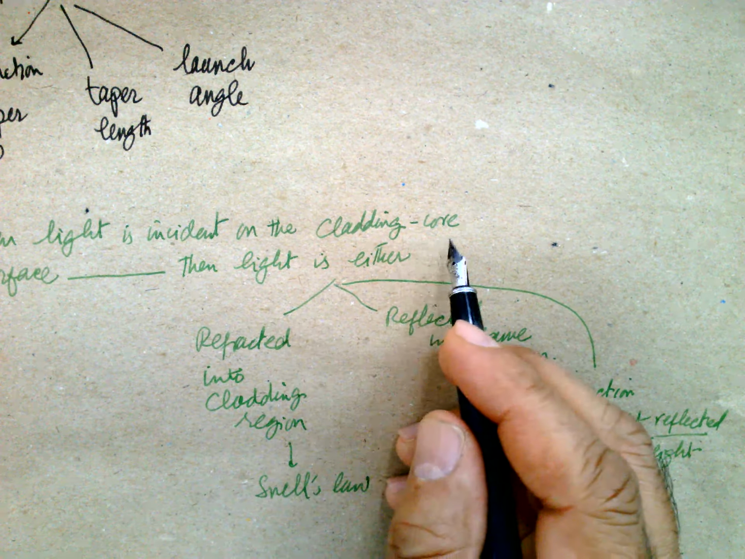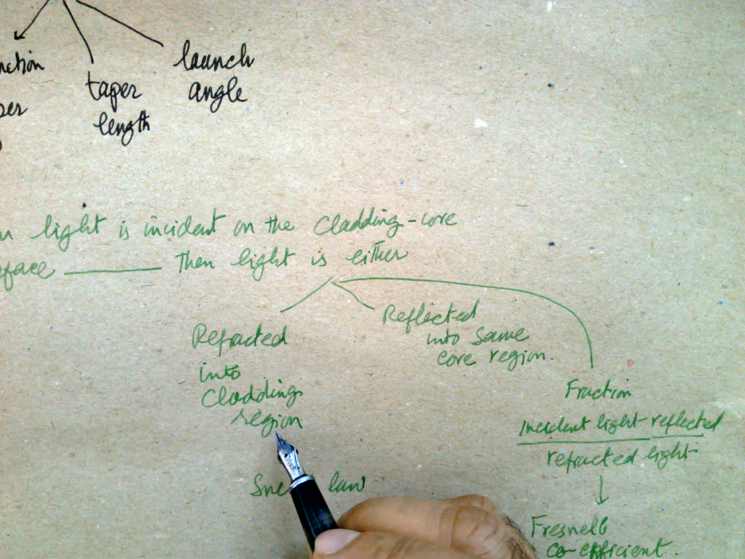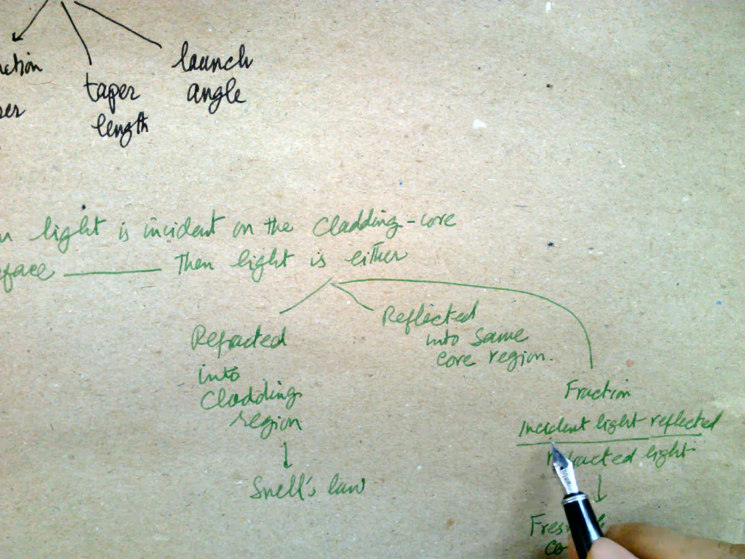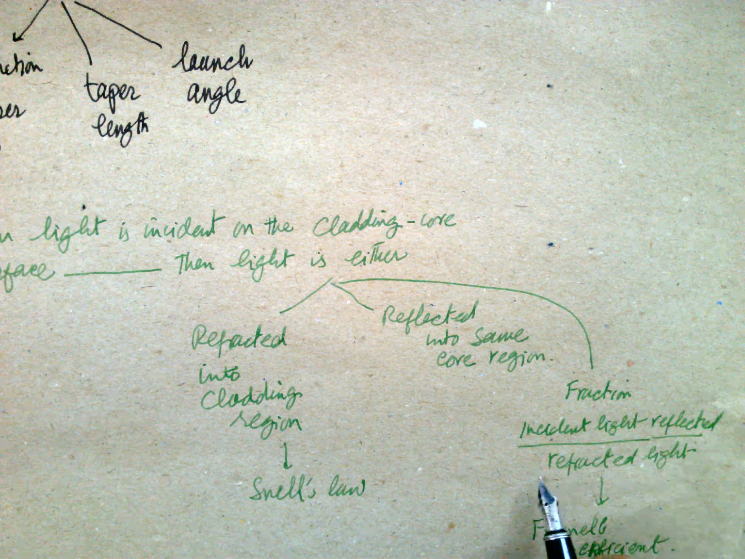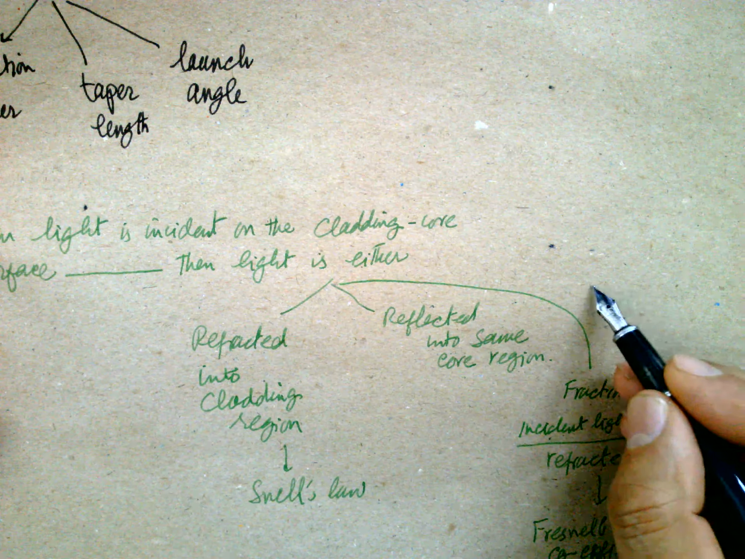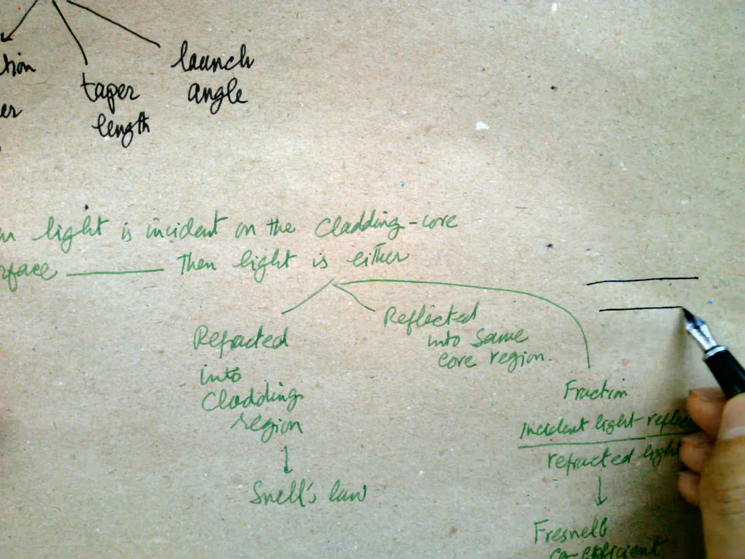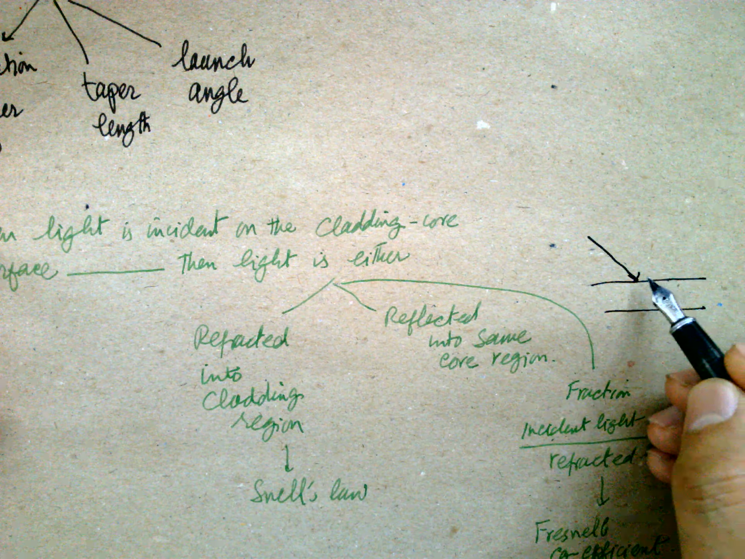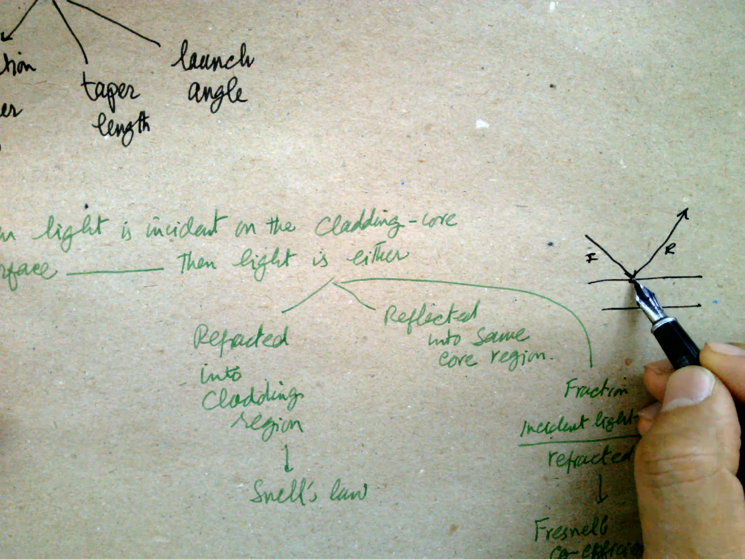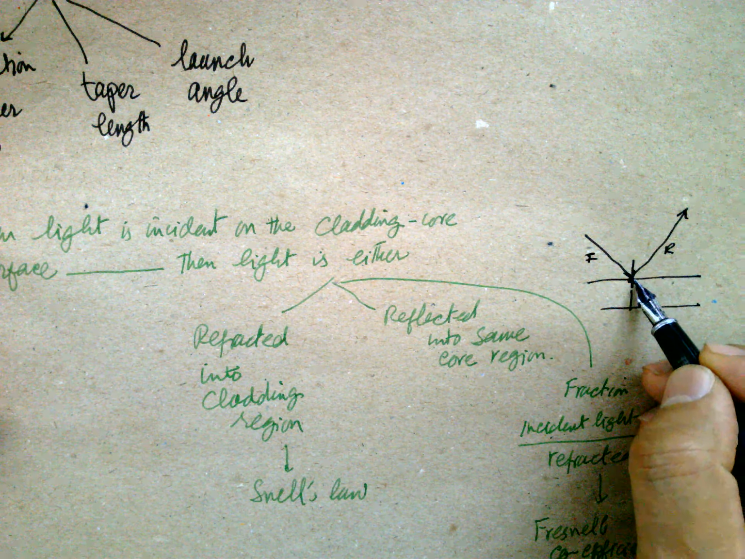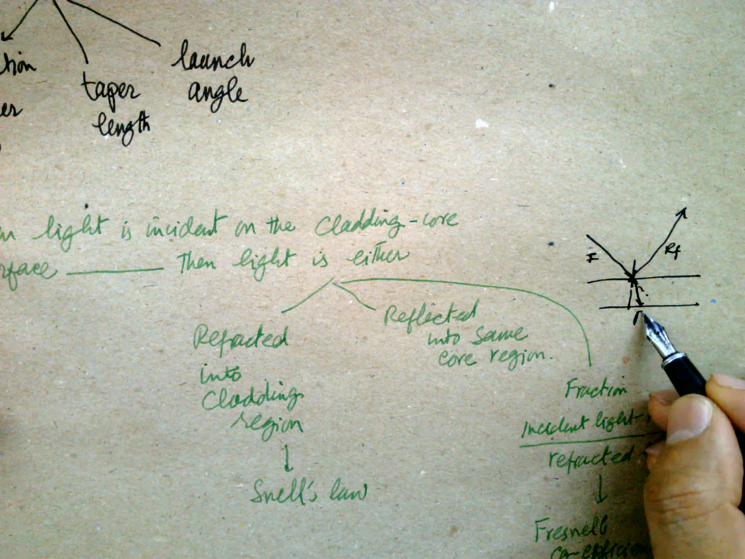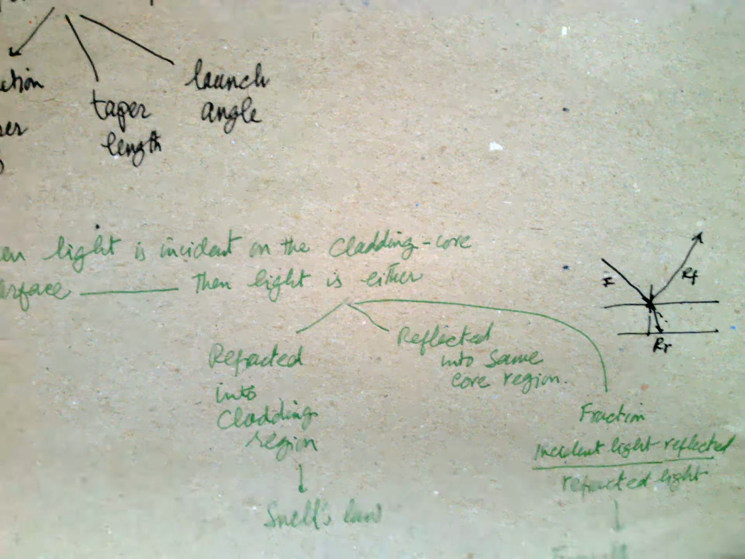Theory. When the light is incident on the cladding-core interface, the light is either refracted into the cladding, by Snell's law, or reflected back into the core as TIR, and a fraction of incident light minus reflected light divided by the refracted light. Incident light, reflected light, incident light, reflected light, and how much? So this is the normal, and this one is how much is reflected and refracted. This is the Fresnel coefficient.